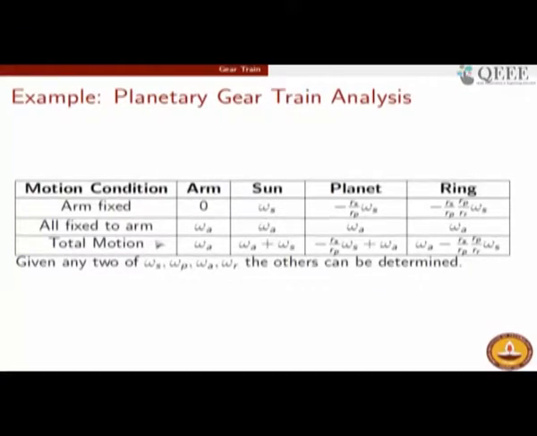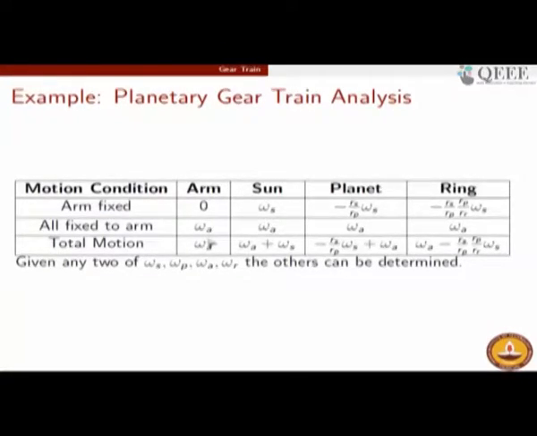And then the next condition, when all the components are fixed to the arm, each of these components is having a speed omega a. This essentially means that we are superposing the motion of the arm onto each and every component. The first condition, with the arm being fixed, is equivalent to saying that we are analyzing the motion with respect to an observer who is fixed on the arm, right?